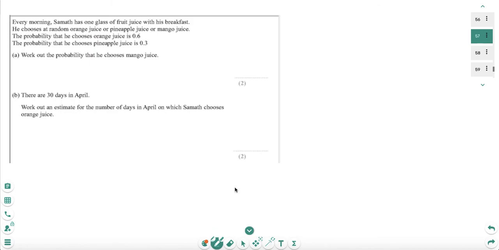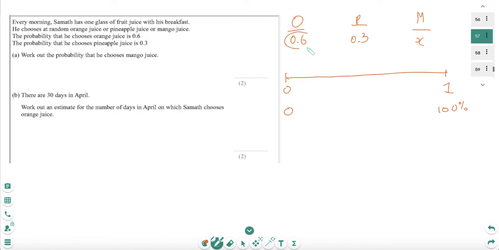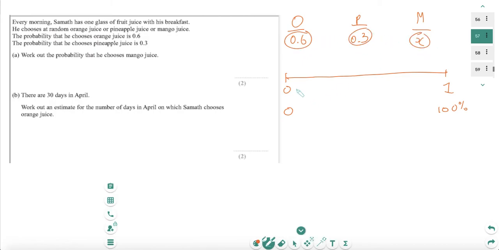Alright, so we know the probability he chooses orange juice is 0.6. Probability he chooses pineapple juice is 0.3. And we're trying to find the probability that he chooses mango juice. Now, whenever we do probability it's always on a scale from 0 to 1 if it's a decimal, or 0 to 100% if we're doing percentages. In this case, we're doing decimals, okay? So we're going to focus on decimals only.